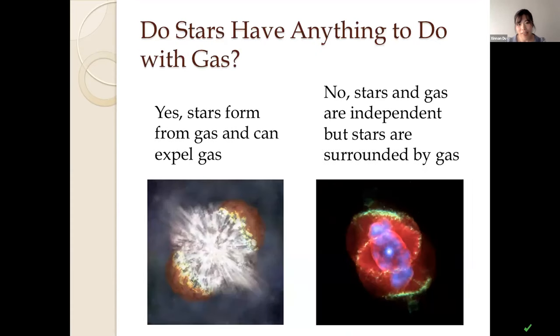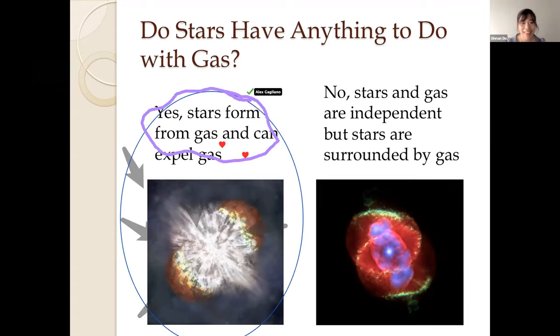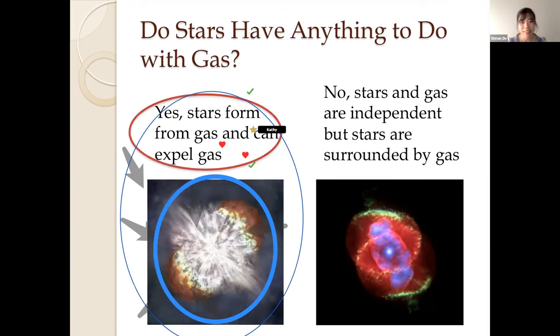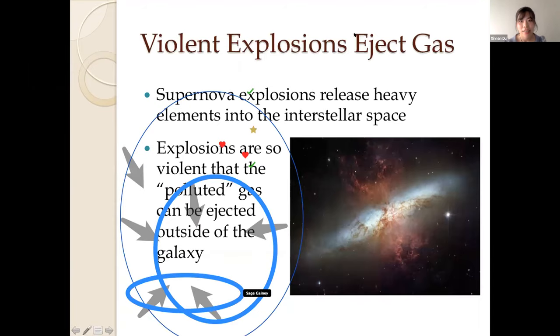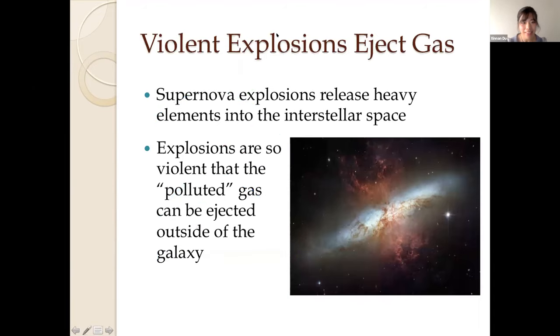So now, getting back to this question again, do you think stars are interacting with gas? Or no, they are simply co-spatial, happen to be co-spatial, but not really doing anything with each other. So hopefully, after the story that I've just told you, yes, I see people annotating here. Thank you. That's great. So stars actually form from gas and can also expel gas. So they're always constantly interacting. And I'm going to put my circle here too. All right, okay. I'm going to clear this, thank you.